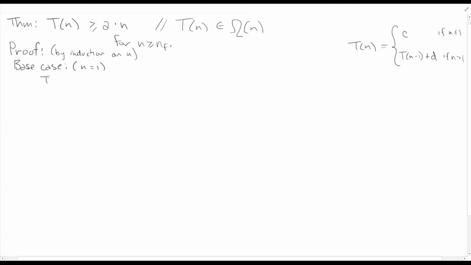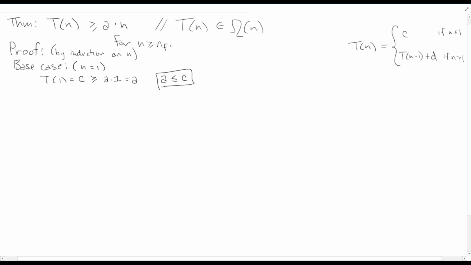And let's go straight for it. We're going to say, well, what do we have here? T of 1. What is our T of 1? Same as before, it's still C. And now what do we need to show? We need to show it's greater than or equal to A times 1. Well, that again is just A. Well, let's just check here. As long as A is less than or equal to C, then we're good.